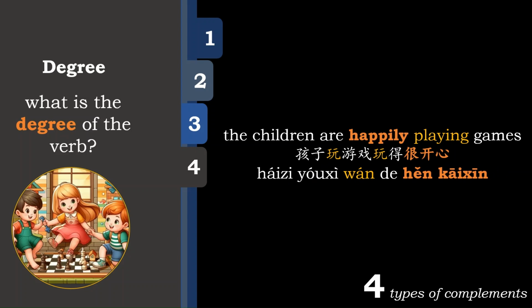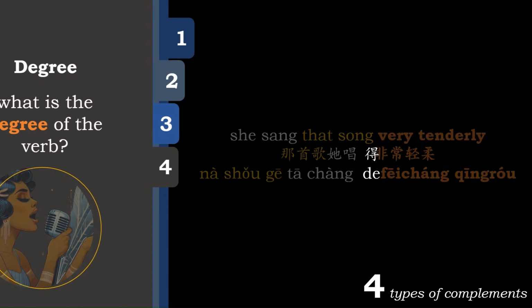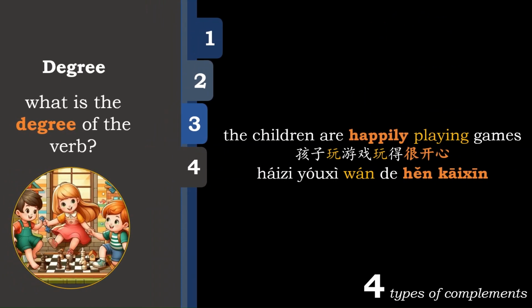Now why is that? Well, here's the rule. When the object is specific, like in this sentence, she sang that song. It's made specific because of the determiner that. That song, 那首歌. In cases like this, the object goes right at the beginning before the subject. 那首歌她唱得非常轻柔. But when the object is not specific, like in this example, it's not this game or that game, it's just games. So in cases like this, the object comes after the subject.